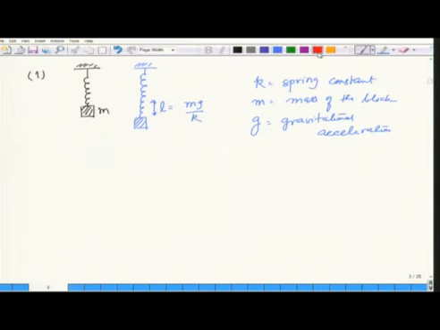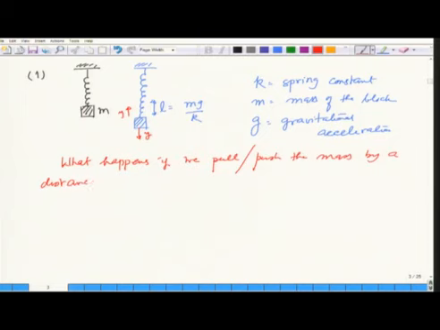What I am going to do next is pull it a bit by a distance y or push it up by a distance y and release. So, the question we ask is, what happens if we pull or equivalently push the mass by a distance y and release it? So, let us see what will happen.